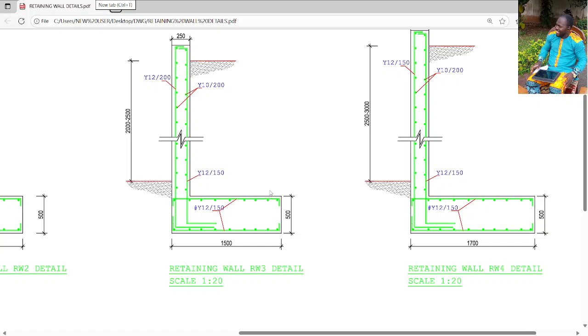As you can see from the screen, this is a typical retaining wall. Retaining walls are basically structures designed to hold back soil or rock or any other material on a slope or an embankment, just to prevent their collapse.